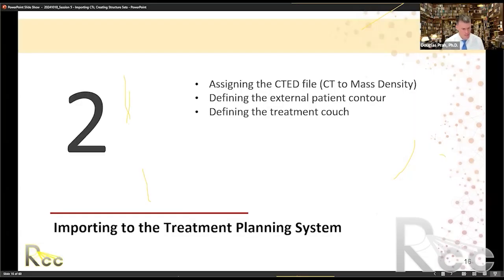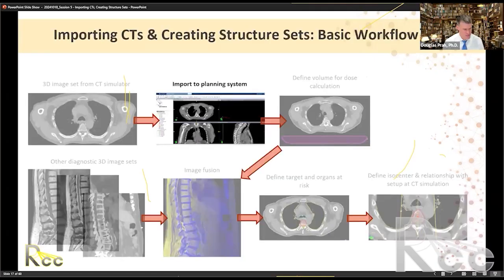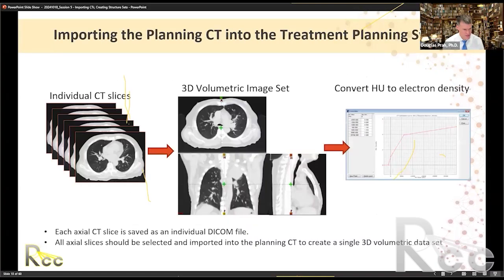So once we have a CT scan, there's a couple of things that need to happen. We're going to review the CT to ED file and then what contours we need to use for dose calculation when we import this to the treatment planning system. So here we are in the process. We're on to this second figure now.